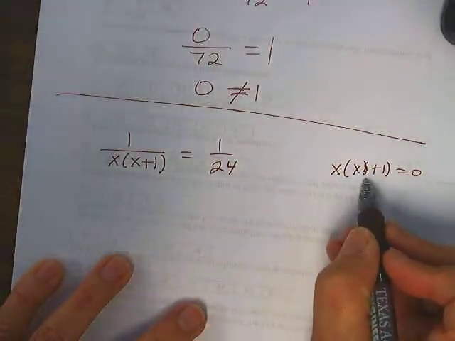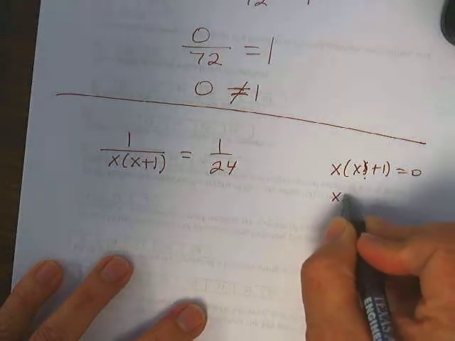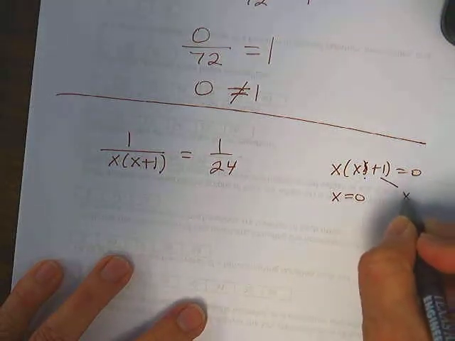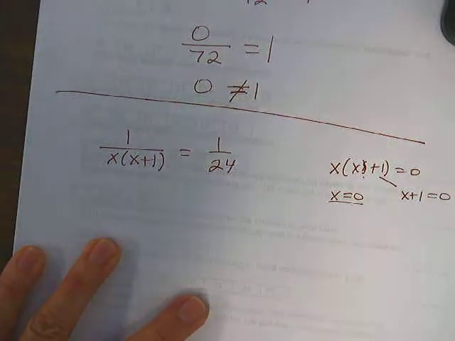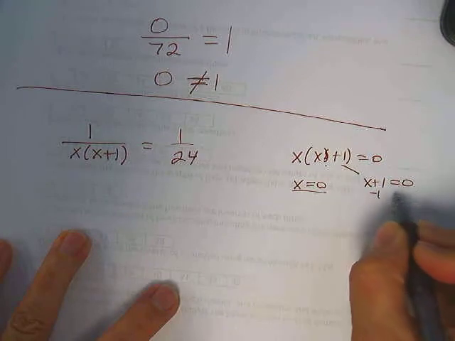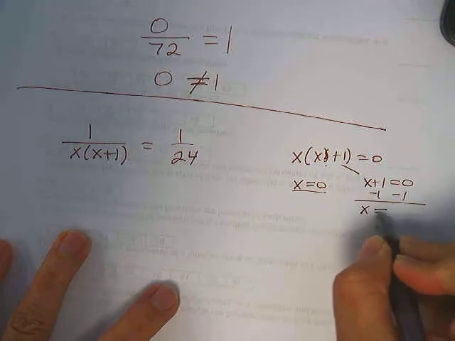Since I have two things multiplied together, I separate them. So x equals 0 and x plus 1 equals 0. This one I don't need to solve anymore. This one I would have to subtract 1. So x.